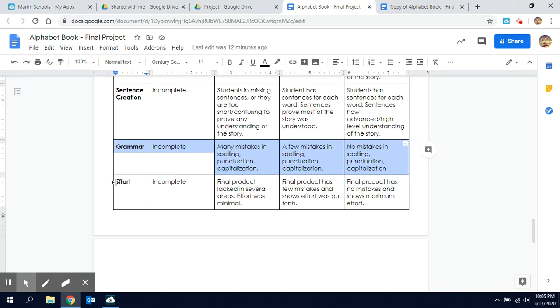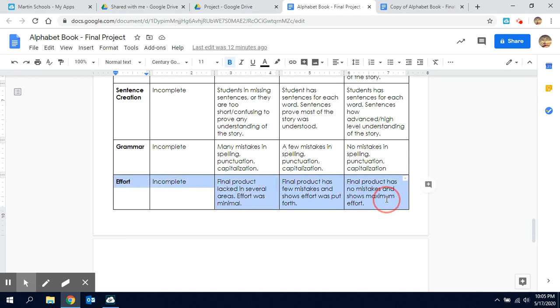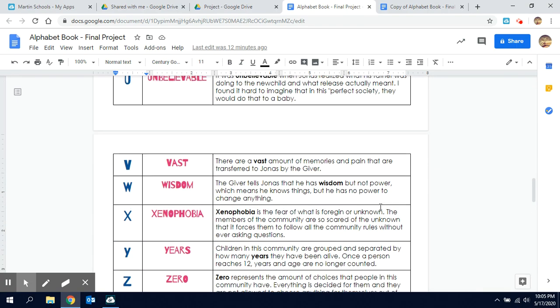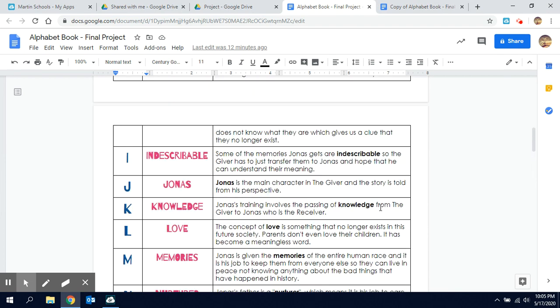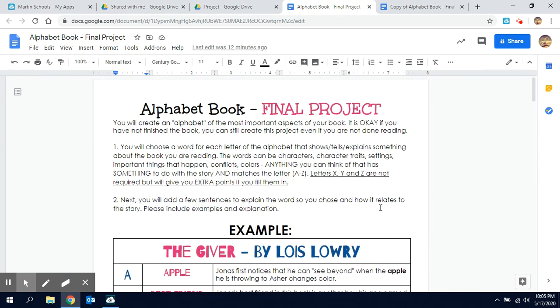And then this last category here is for effort. Basically, I can pretty much tell if you tried by what your final product looks like. So I'm thinking and hoping that this should be a pretty easy way for you to get your grade up right before we are done for the quarter.